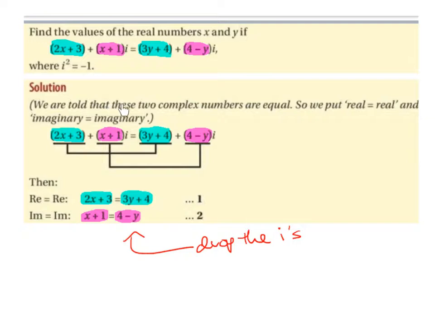We are told that these two complex numbers are equal, so we put real equal to real and imaginary equal to imaginary. So 2x plus 3 is equal to 3y plus 4. They're the parts with no i's stuck on, so they're the real parts. And then x plus 1 is equal to 4 minus y. So they're the imaginary parts. So this is equation 1 and this is equation 2.